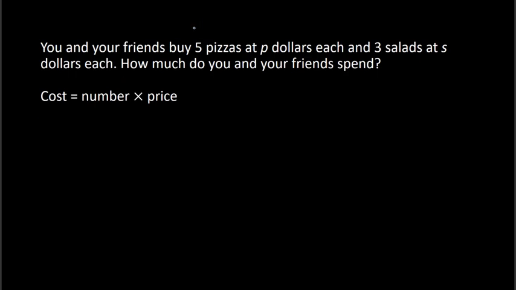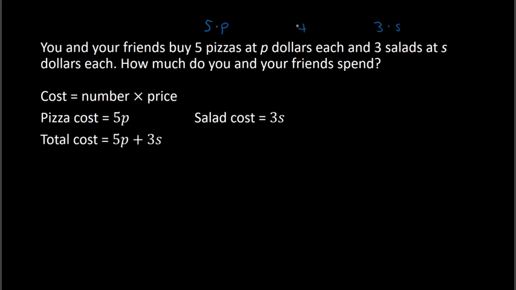So the cost for pizza we have 5 times the price, and the price is not given, but we do know that it's represented by the letter P. So we have 5 times P for pizzas, that's their cost, and for salads, it's 3 times the cost for the salads, so 3 times S. We could write that as 5P and 3S. So the pizza cost is 5P, the salad cost is 3S. So your total cost would be adding those together. So my total cost would be 5P plus 3S. So I can say, to answer the question, that you and your friends spent 5P plus 3S dollars.